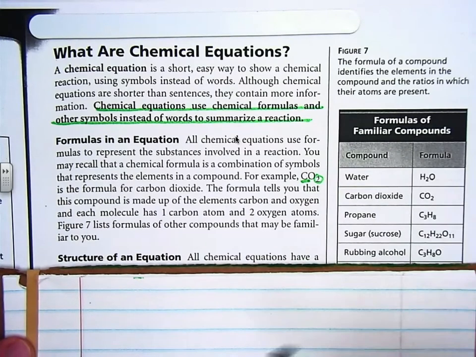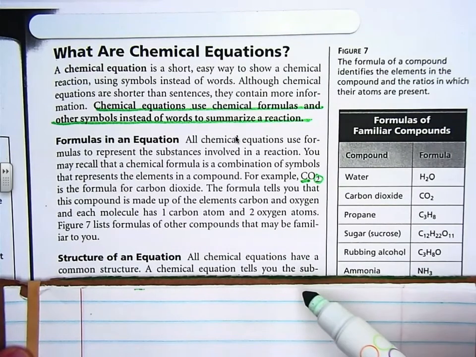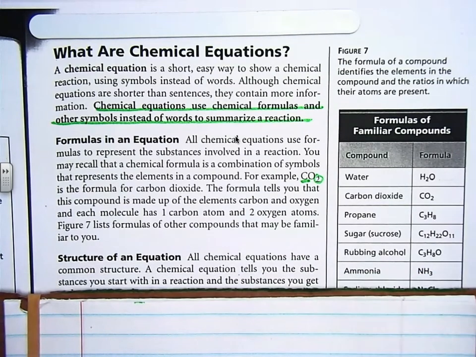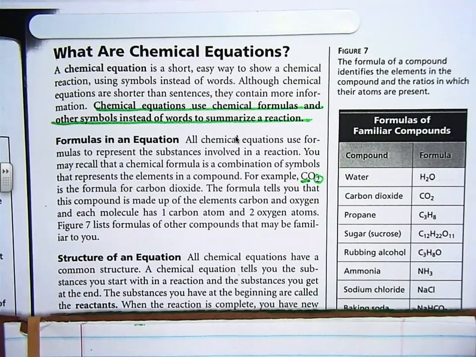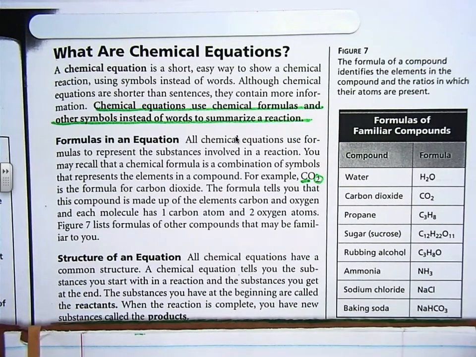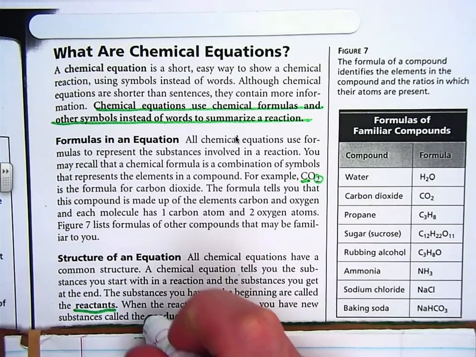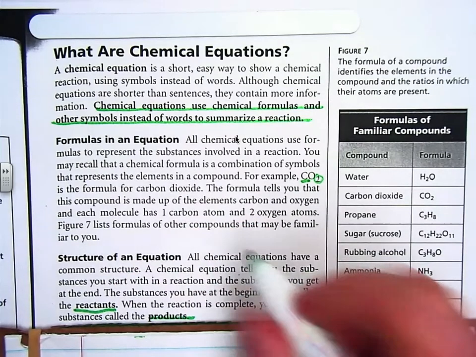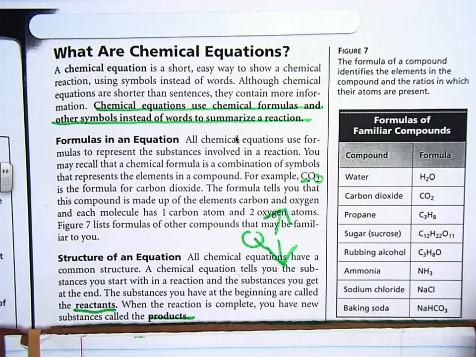Structure of an equation. All chemical equations have a common structure. A chemical equation tells you the substances you start with in a reaction and the substances you get at the end. The substances you have at the beginning are called reactants. When a reaction is complete, you have new substances called the products. All right? Great vocab words. I want you to know, what is the difference between products and reactants? That sounds like a great quiz question, along with the definition above.